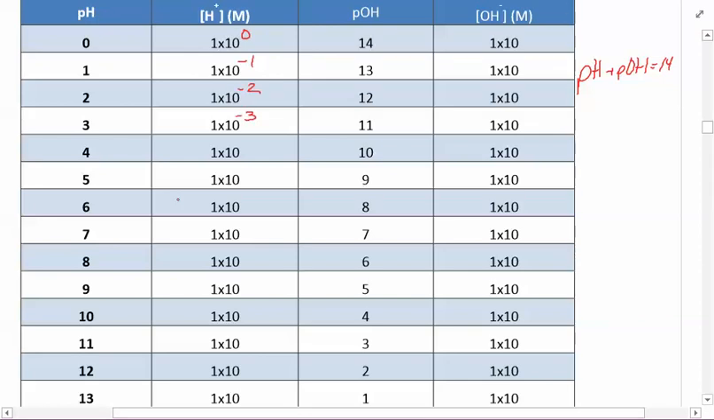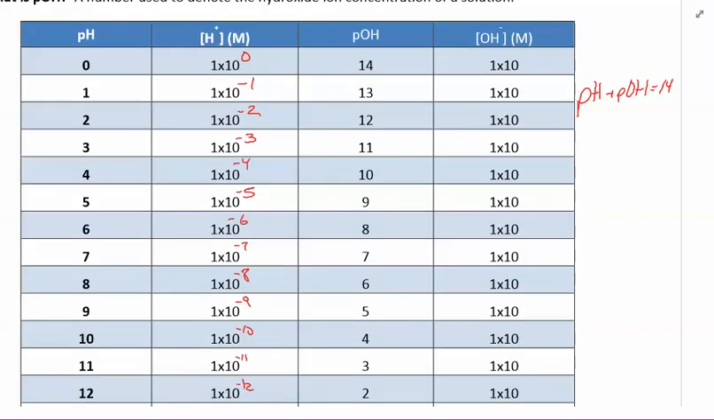So the pH value becomes the negative exponent for the hydrogen ion concentration. If you think of what the negative exponent means, it means your number is getting smaller and smaller. So as your pH is increasing, your concentration of hydrogen is decreasing. So we can write in the rest.